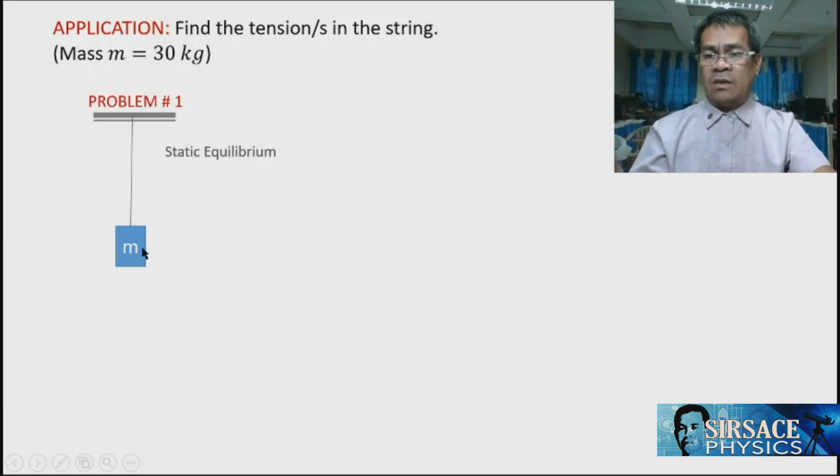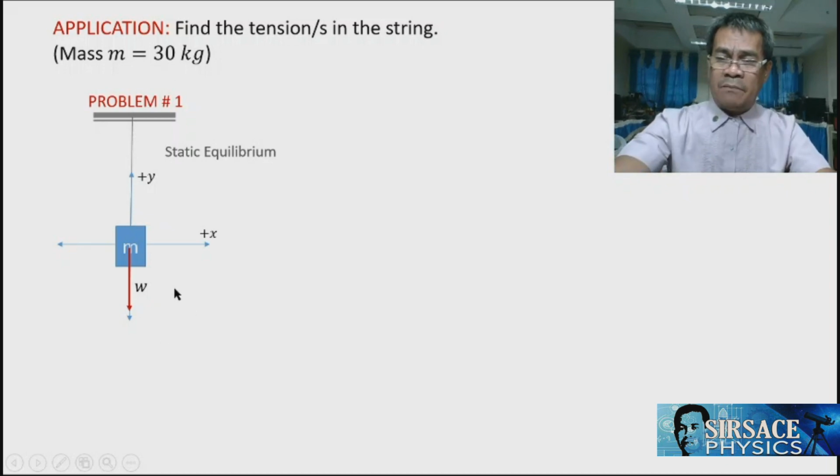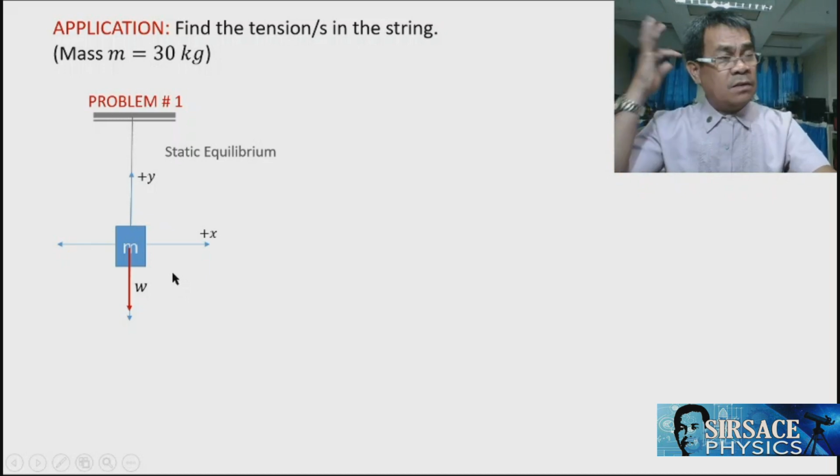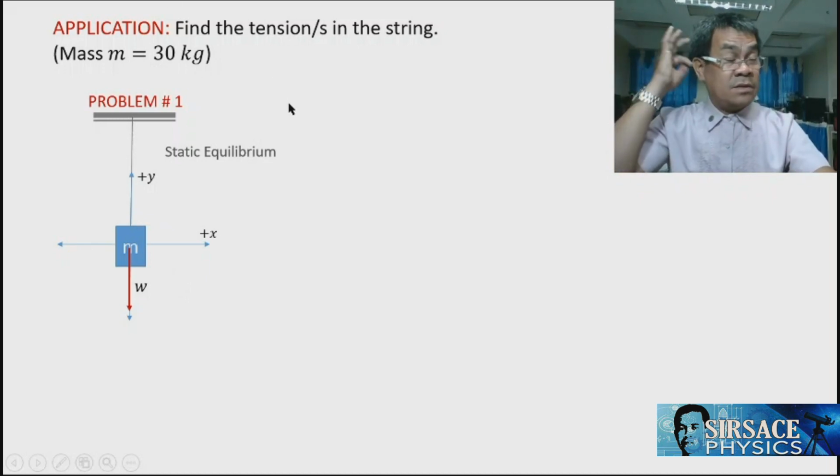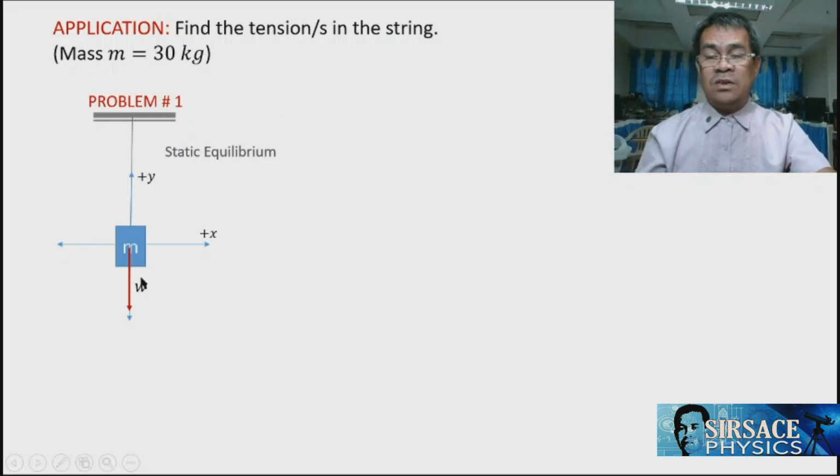What are the forces exerted on this mass, 30 kilograms? We have the force downward. All you do is overlay the Cartesian axes, and the weight is downward, so this is negative. Remember, weight is equal to the product of the mass times the gravitational acceleration. So 30 times 9.81, kilogram meter per second squared, is in newtons. It is directed downward, which means that this force is a negative force.